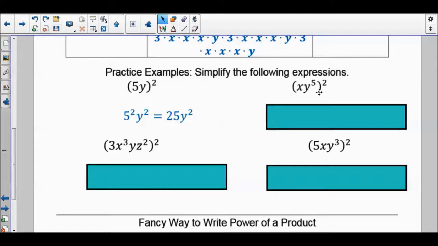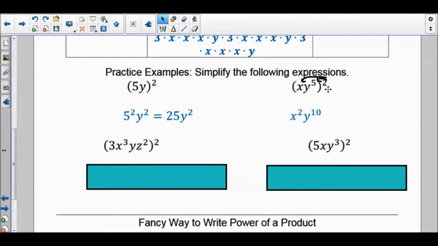For our second example, we're going to take that 2, and again we're distributing it inside, right? You want to put it on the x and put it with the y. So then putting our exponent of 2 onto x, we'd have x squared, and then when you're combining it with the exponent on y, you're going to multiply. So 5 times 2 gives y to the 10th.